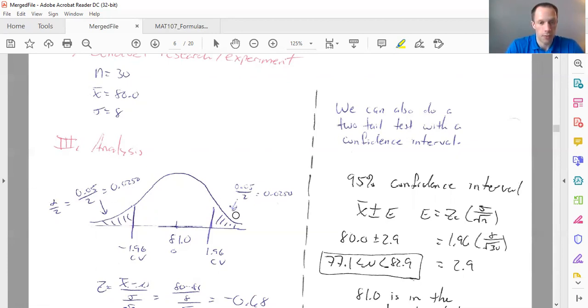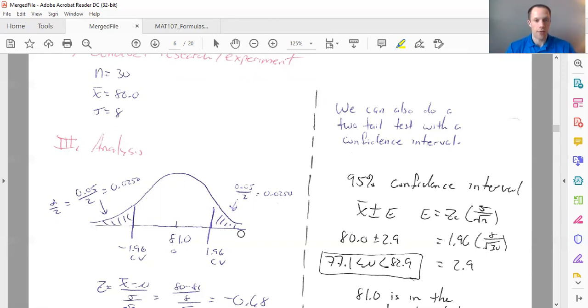So there's the bell curve. We assume the null hypothesis is true, so we put 81 in the center. Now, in this case, where the alternative hypothesis has the not equal to sign, you're looking to see if the average is less than or greater than 81. Okay, you're kind of looking both ways. So you've got to shade in both tails.